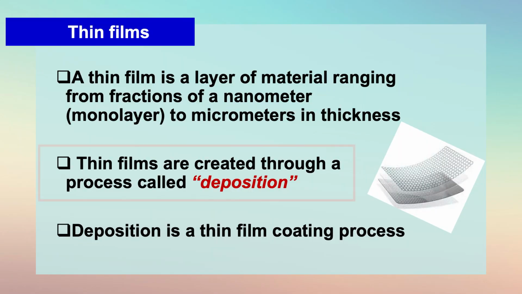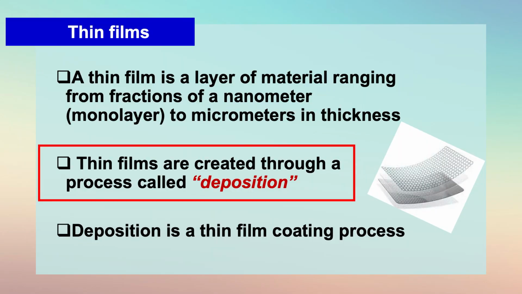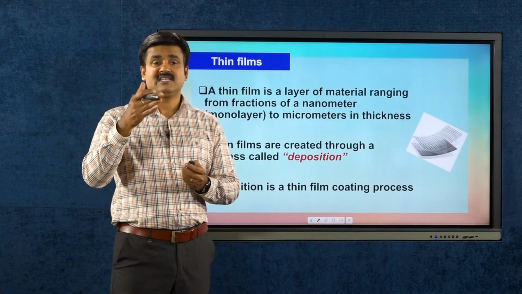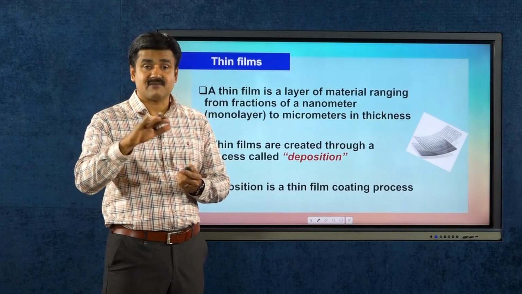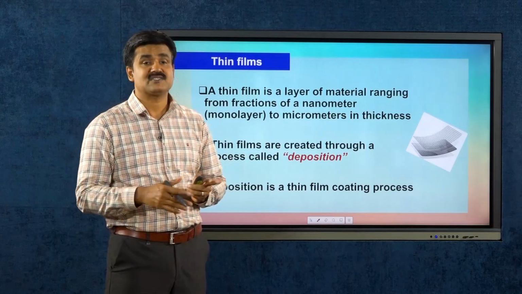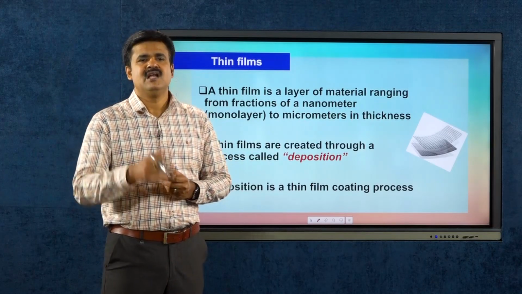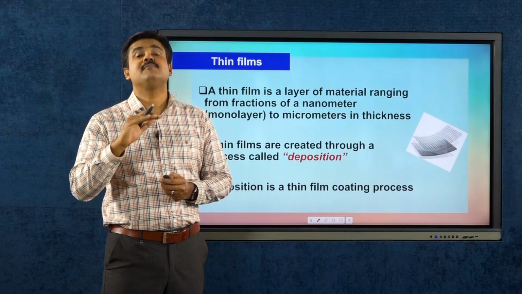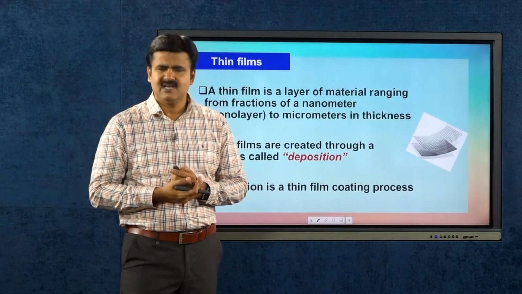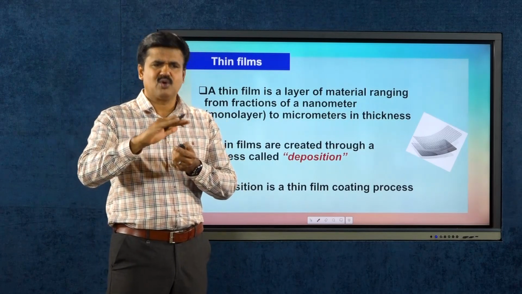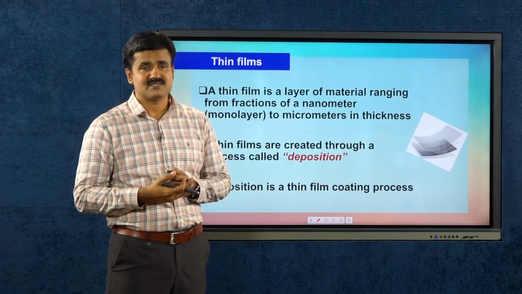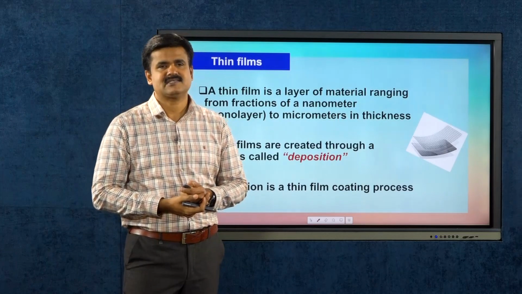Thin films are created through a process called deposition. I already mentioned the fact that thin films are generally deposited on the surface of a solid substrate, and that technique is called thin film deposition or simply deposition. Deposition is a thin film coating process. You can take a solid material like silicon carbide, etc., on the surface of which you can coat a thin film, a nano thin film. Thin films are very nice examples of two-dimensional nanomaterials.